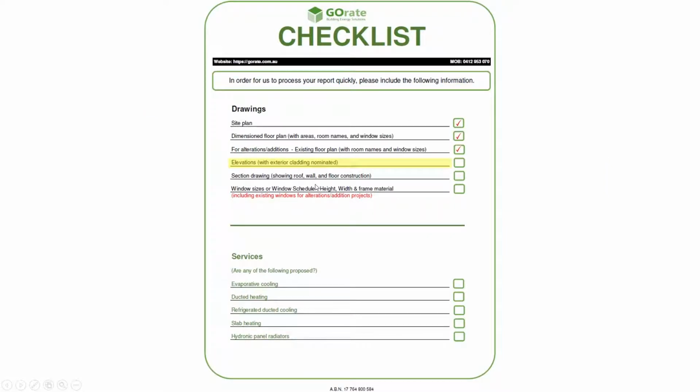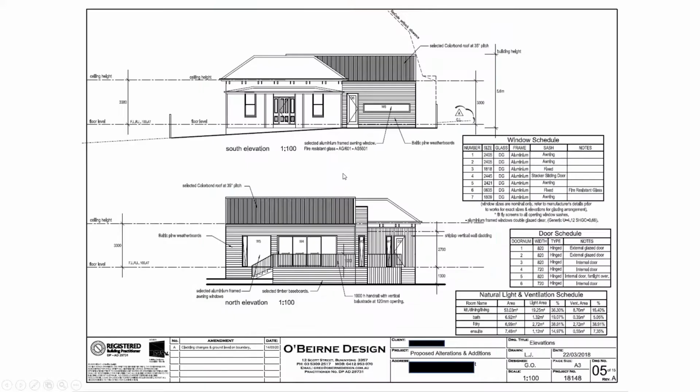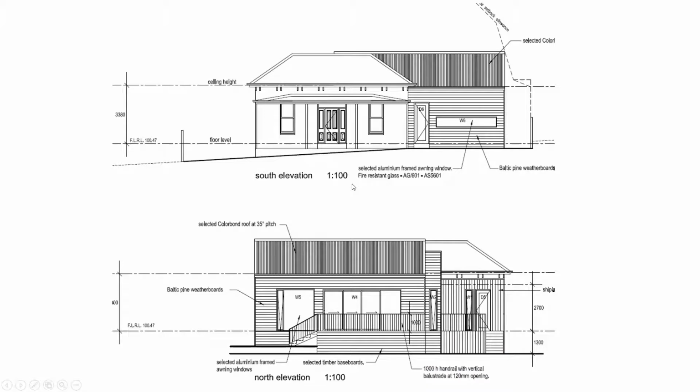Now next on the list is elevations with exterior cladding nominated. There's a typical elevation page. We'll zoom in a bit. So really what we need to know is the wall type. Every type of wall has a different rating or different R value which we need to calculate.